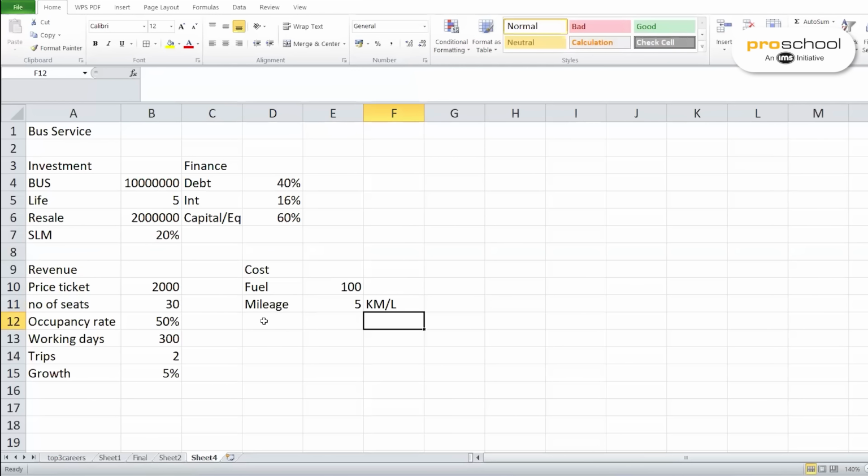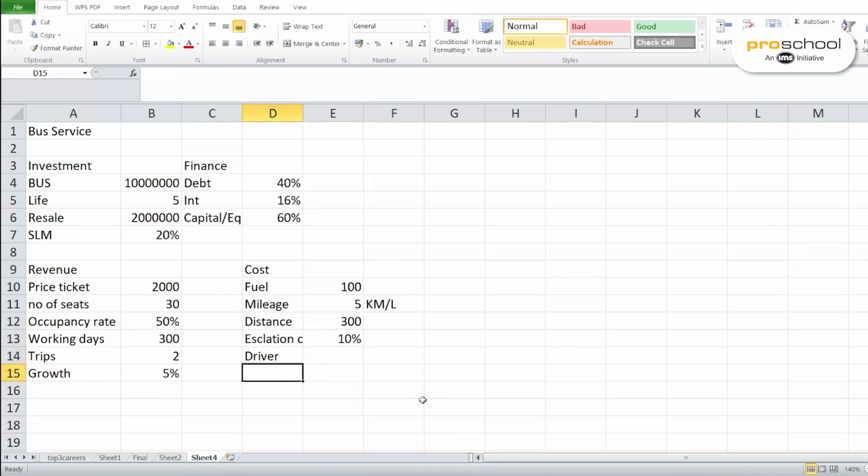That is my mileage. And how many kilometers do I have to run? The distance between Delhi and Jaipur, for easy sake, I am taking as a round figure of 300 kilometers. Then fuel cost will not remain constant. Every time we know diesel and petrol are getting costlier and costlier. So there will be a growth, or we can say escalation, in the cost of fuel. Let us assume the escalation can be 10% every year. Now, apart from this fuel cost, there will be other costs also. It could be the driver, right?